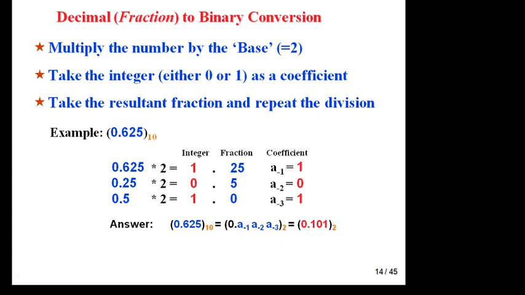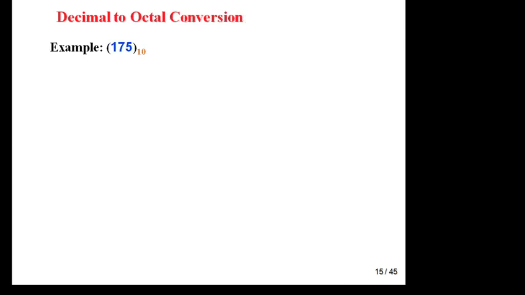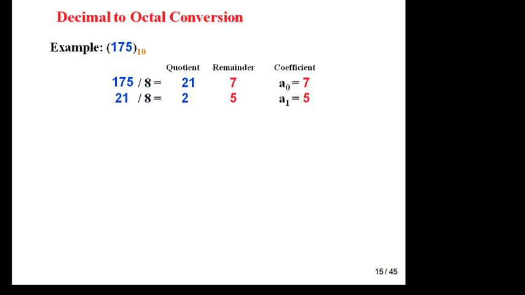Suppose decimal to octal. So you have decimal to octal, 175. Now divide by 8. The same process is repeated. Separate the quotient and remainder part. Okay, and take the remainder in reverse order. You have to repeat this process until the quotient becomes 0. Now take the answer as 257.